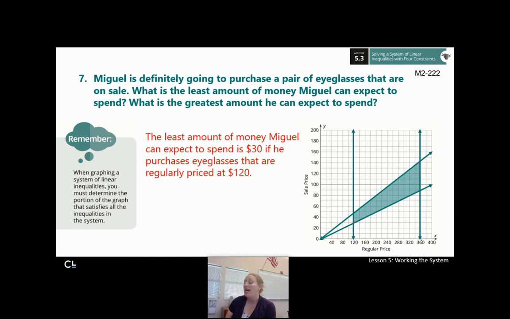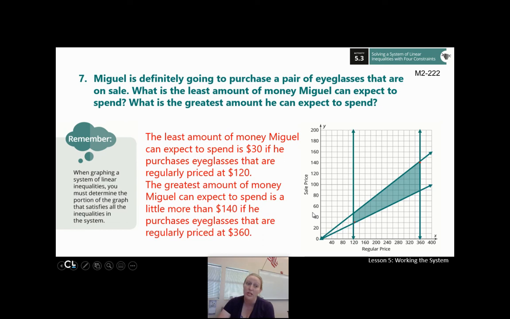But he could go high end here, right? He could go all the way up to those $360 sale glasses, which means he could end up doing $360 and it's only 60% off at 75, in which case that puts him on the top end out here. So it looks like he could be spending as much as $140. So the greatest amount of money Miguel can expect to spend is a little more than $140 if he purchases eyeglasses that are regularly priced at $360.